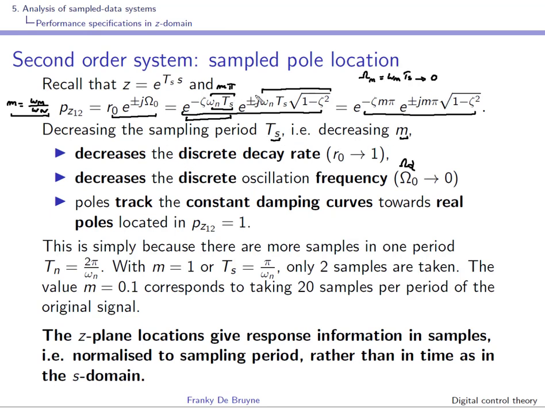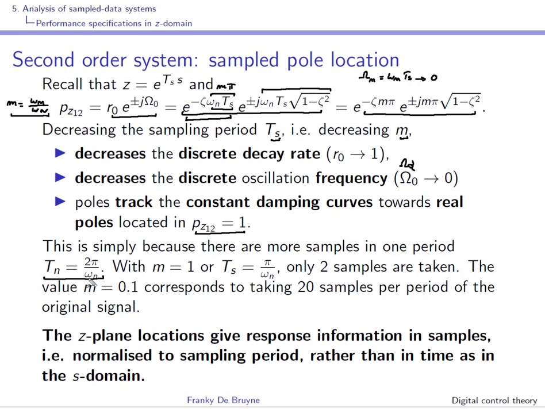So you can see that the two poles here track the constant damping curve. Okay, they follow the curve associated with zeta is constant, and they move to real poles located in 1. Okay, radius 1, discrete frequency tends to 0, so the two poles indeed move to real poles located in 1. Well, to see why this is the case, we simply have to look at one period.